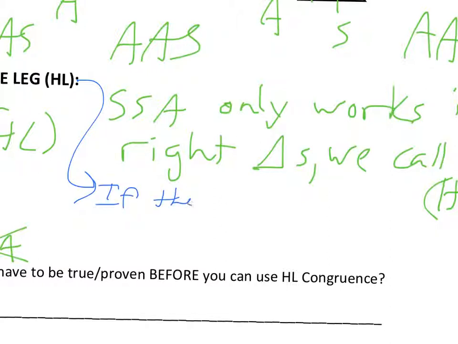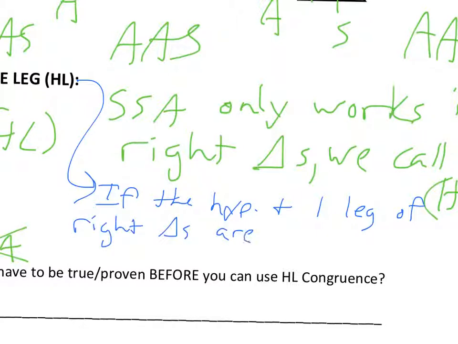If the hypotenuse and one leg of right triangles are congruent, then the triangles are congruent.